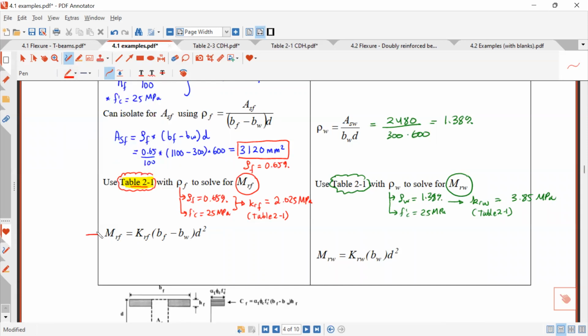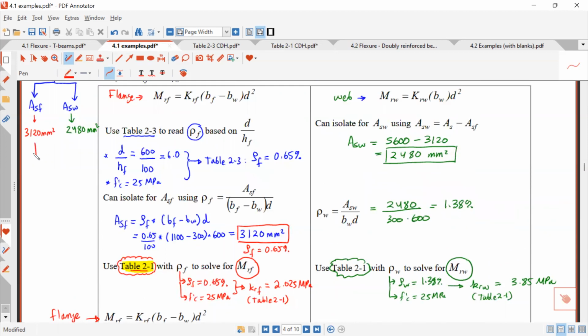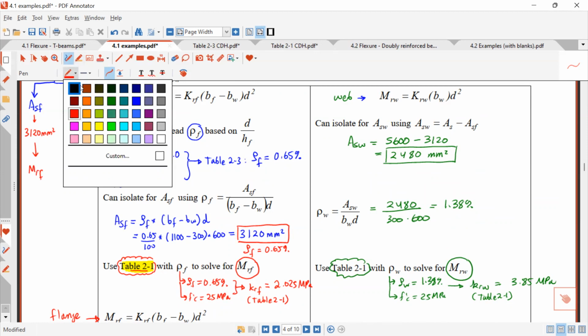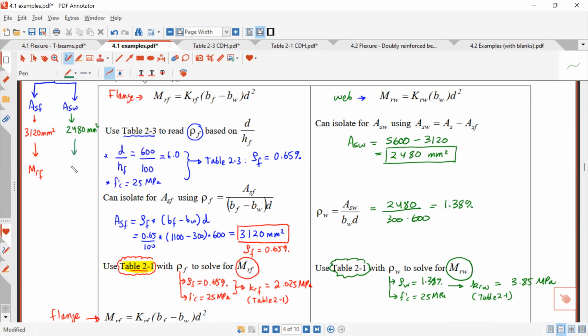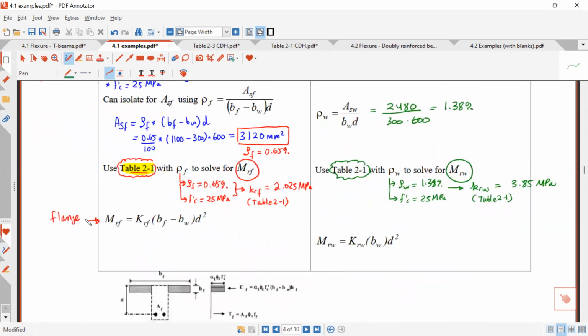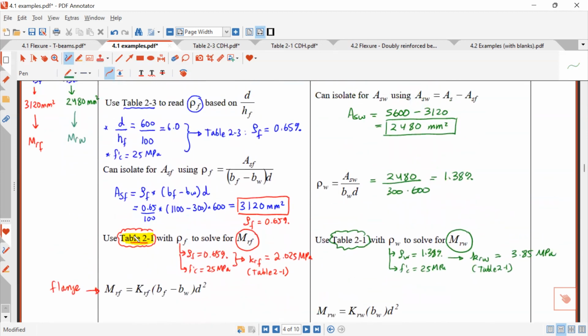So MRF, again, this is for the flange. Right? So here, just to be clear, this one I'm using to get MRF. And this one here, I am using to get MRW. And if I add those two, I'll get the total MR. Okay, so for MRF, this is the equation that we're going to use. So it's just KRF that we just found, 2.025. But I'll be careful here. I multiply by BF minus BW times D squared.